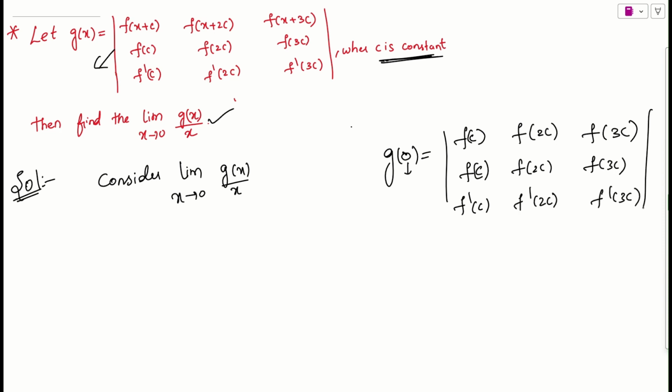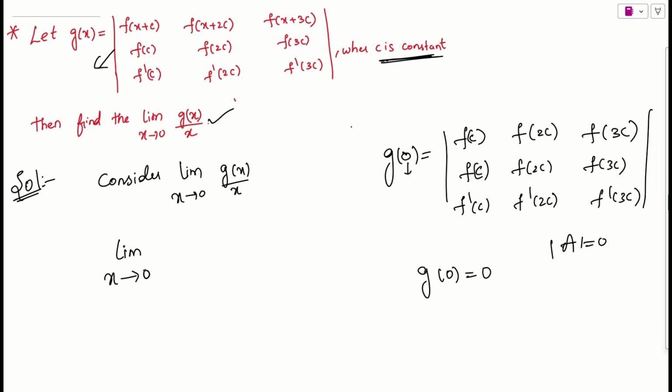If you check the determinants, we have one property: if any two rows or any two columns are identical, then the determinant value will be 0. So from this I can say g of 0 will be 0 alone. Let me show you why we have done this.